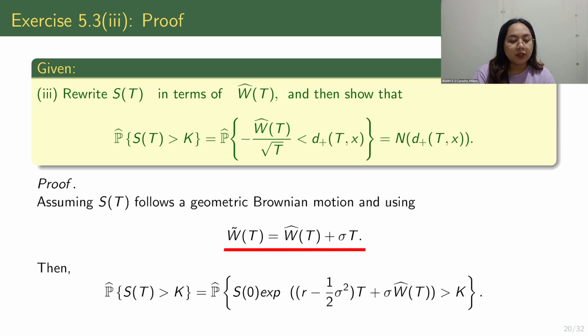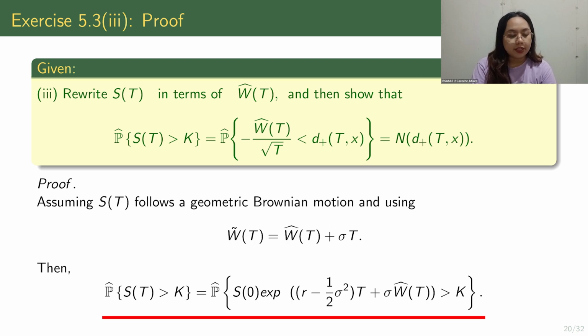W of t equals standard Brownian motion at time t plus delta t, which means that S of t equals S of 0 times the exponential of delta times W of t plus delta t plus r minus 1 half delta squared times t is greater than k, where W of t is standard Brownian motion. Substituting the value of S of t into the equation, we have the probability of S of t greater than k equals the probability of S of 0 exponential of r minus 1 half delta squared times t plus delta times W of t is greater than k.